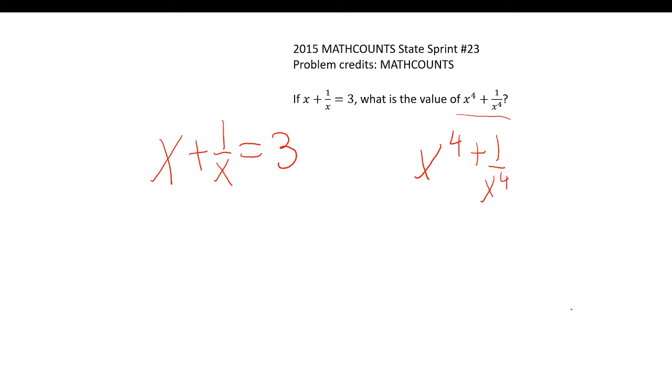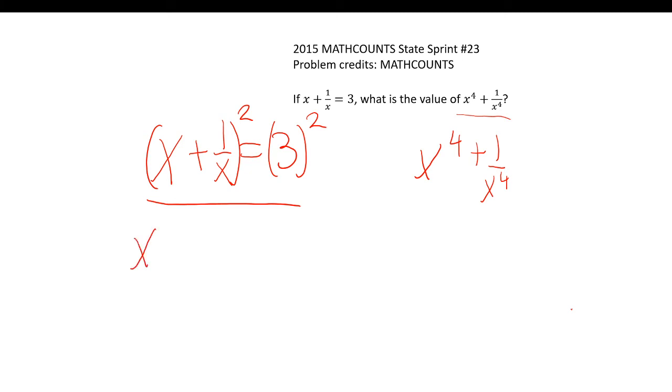Well, we could raise both sides to the 4th power and then find that out, but the 4th power, that's a lot. So what I'm going to do is square both sides of this equation right here. Square both sides, and that'll produce an x squared term and then a 1 over x squared term.